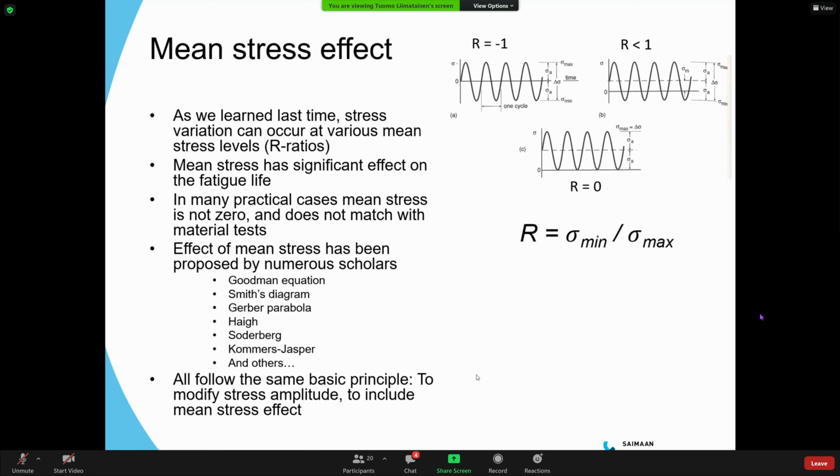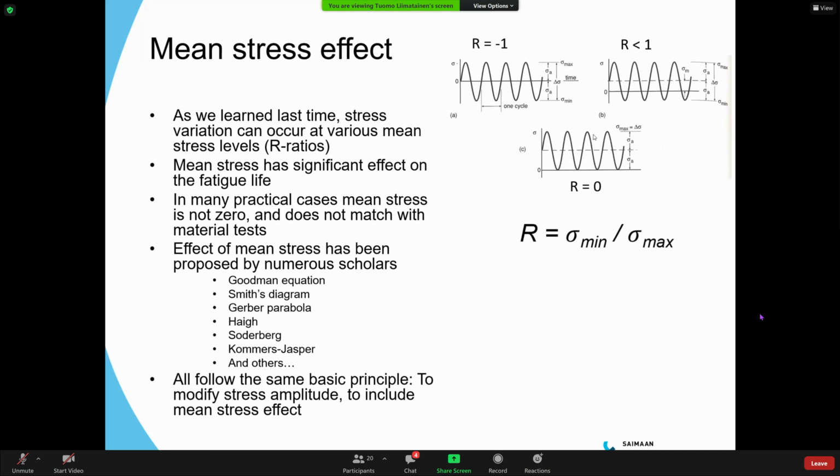So therefore, we have to include the effect of different mean stress levels, and there are a number of proposals for how to do that. There are Goodman equations, Smith diagram, Gerber parabola, Haigh, Söderberg, Gomez, Jaspers, and others. But the basic idea behind all of these is the same. All of them follow the same principle, and the idea is that they modify the stress amplitude such that it includes the effect of the mean stress. So for example, comparing to this R0 situation, considering that we would have the test results with R0, if our mean stress is somewhere up here, we would just increase the amplitude of the variation and still use the same test data. That is the basic principle.